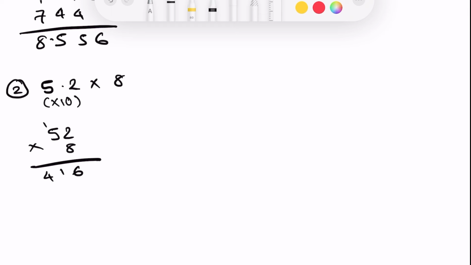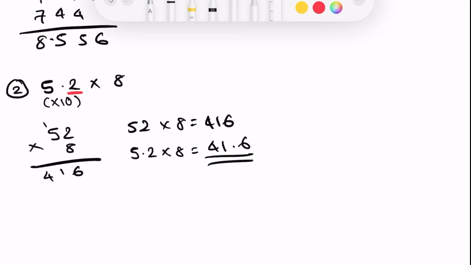All right. Therefore, I can say 52 times 8 is 416. I only have one digit after the decimal place in my question. So therefore, 5.2 times 8 is 41.6. Okay.